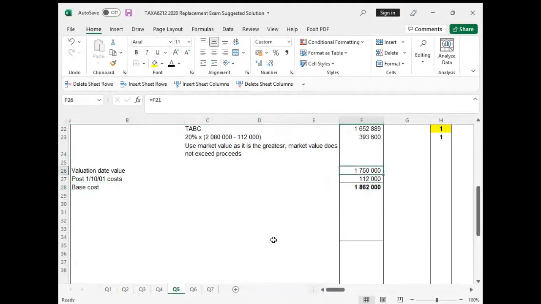Okay, so let me just repeat. Because the market value was the higher of those three values, we use the market value as our valuation date value. That's what we would elect.